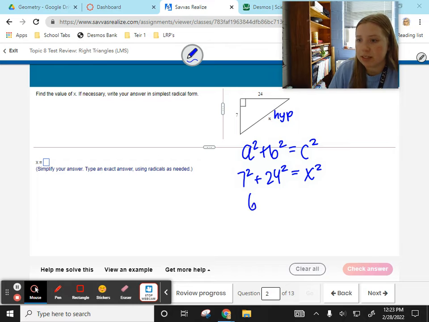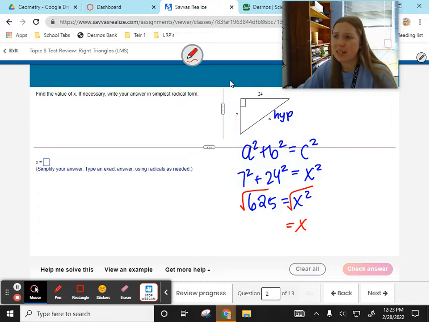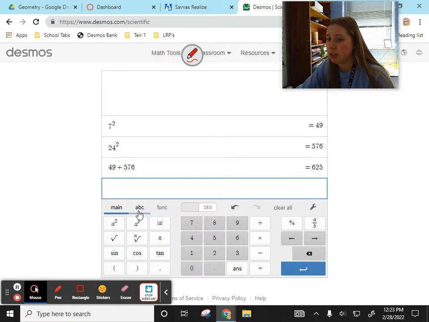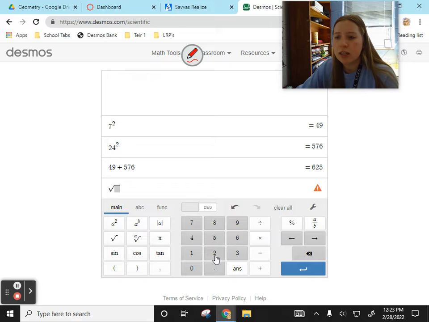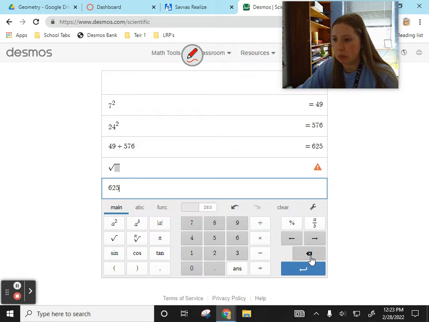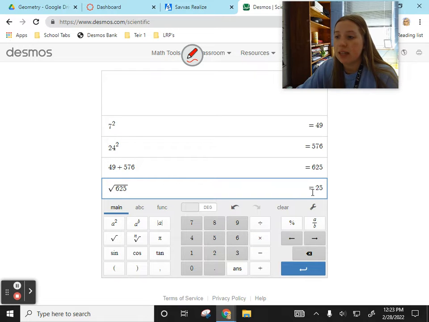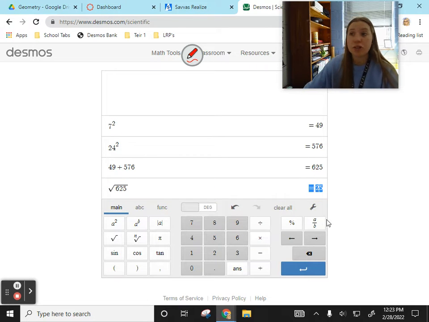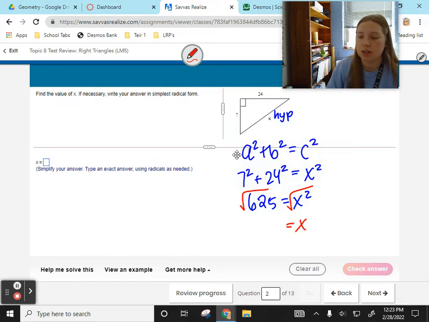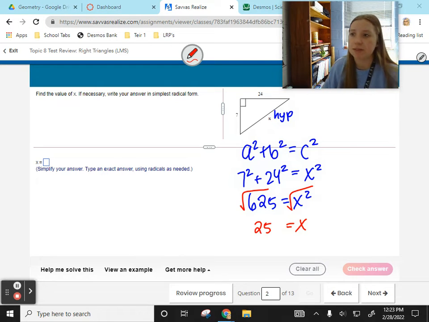So if I go back over here, 625 equals x squared. And I'm going to go ahead and take the square root of both of those. Now, 625 is a pretty big number, and I'm not sure if it is a perfect square or not. So the first thing I'm going to do is just take the square root of it, 625. And I notice here that my answer is a whole number. So I don't have to go through that process of simplifying my radical when my answer here is just 25. The square root of 625 is 25.